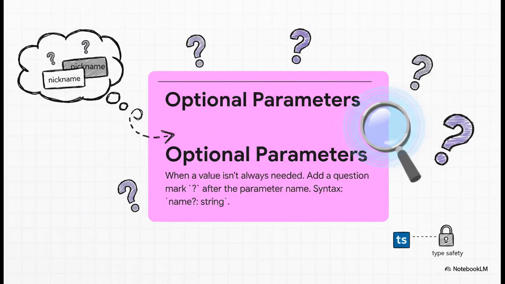Okay, but what about stuff that's optional, like a nickname or a middle name? That's where optional parameters come in. And it's so easy. You just pop a little question mark on the end, and you're telling TypeScript, this argument would be nice to have, but hey, no big deal if it's not there. So you get all this flexibility, but you don't lose any of that sweet, sweet type safety.